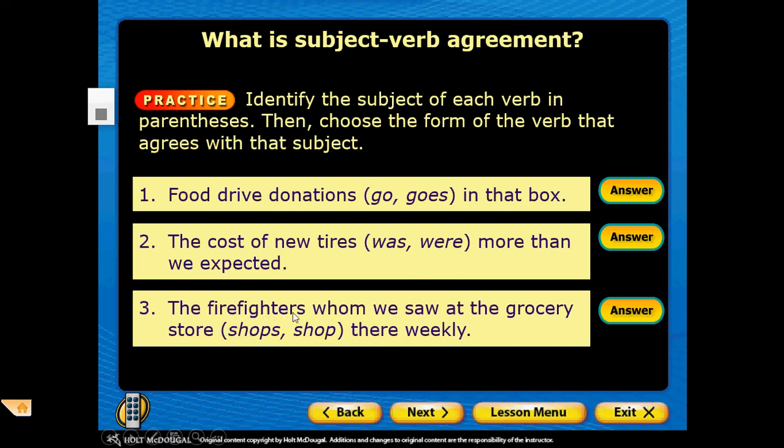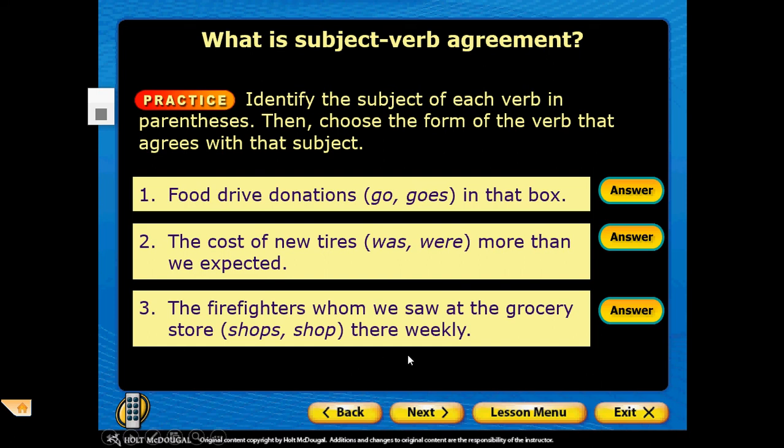So, in this case, our subject is the firefighters. Is it plural or singular? Plural. So which verb should we go for? Is it shops or shop? Remember, we have an S here, so it shouldn't be repeated twice. We shouldn't repeat the same S or the same mistake twice. So now the verb is shop. That's absolutely right.